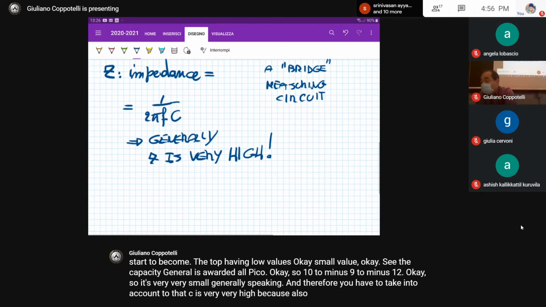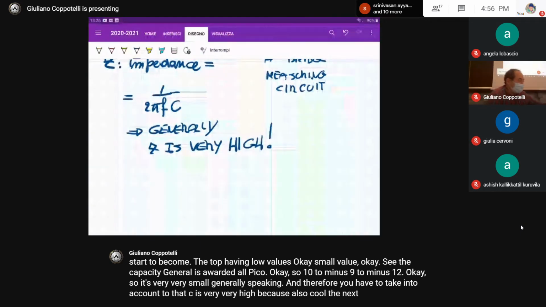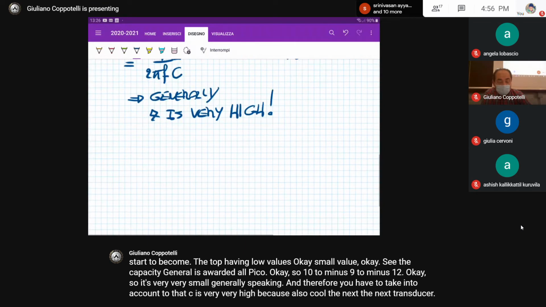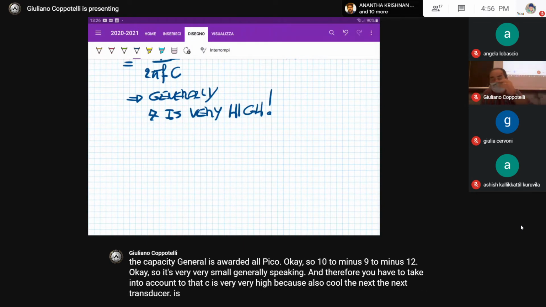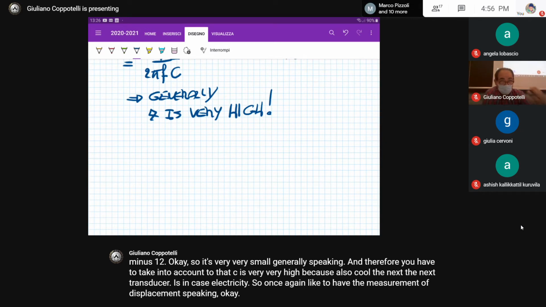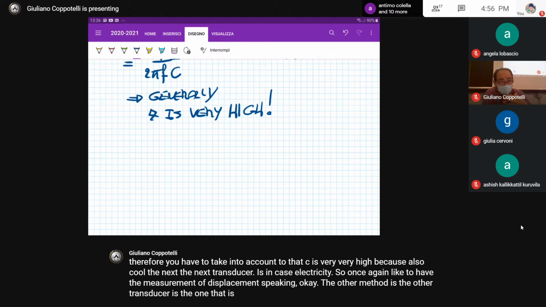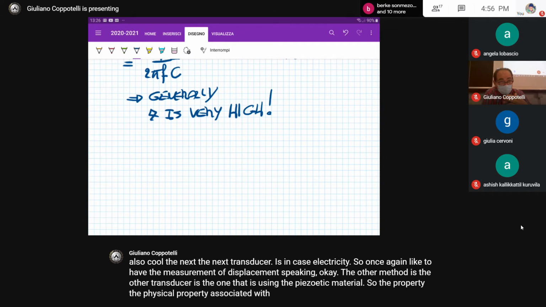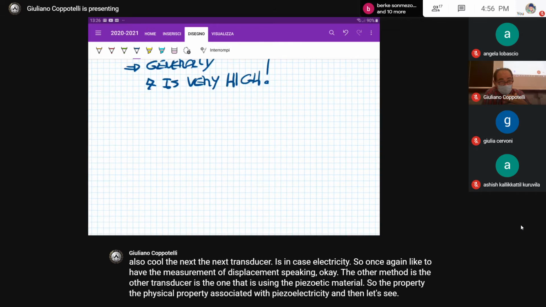Good. The next transducer is the piezoelectric transducer. Once again, we would like to have the measurement of displacement, generally speaking. The other transducer is the one that is using the piezoelectric material, the physical property associated with piezoelectric material. And then let's see what it is about.